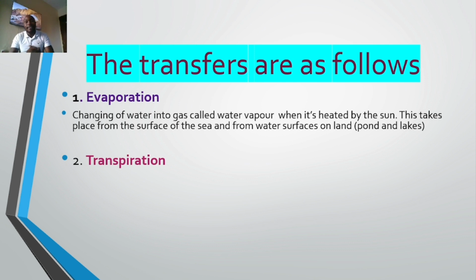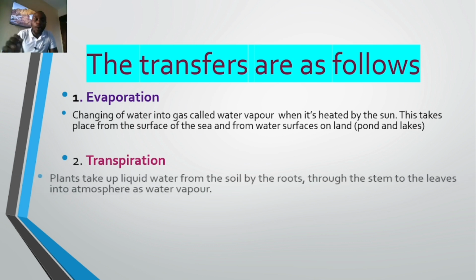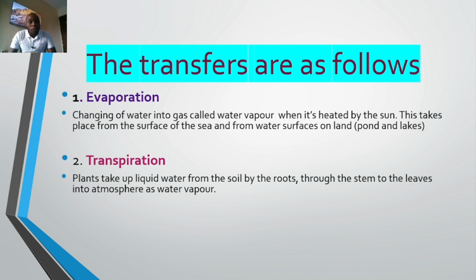Is that a transfer in the hydrological cycle? How? Plants take up liquid water from the soil by the roots. Of course, you know that process. The roots absorb water that is in the land or where they are growing. They absorb that water, it goes through the stem and then to the leaves and then into the atmosphere as water vapor. That's what we call transpiration. It is a transfer. As you can see, it's moving from the soil to the stem, then to the leaves, and then into the atmosphere as water vapor. So that's transpiration. Just as easy as that.